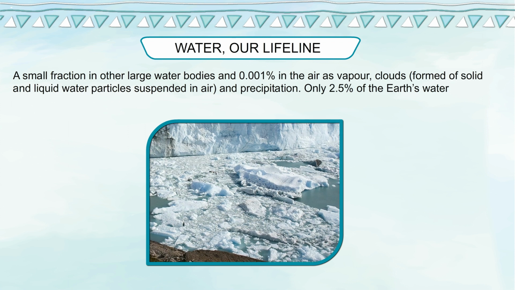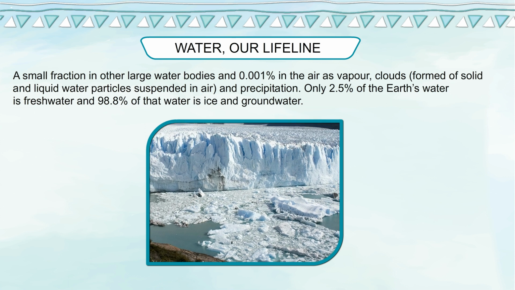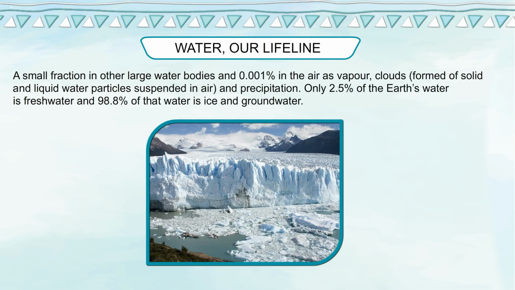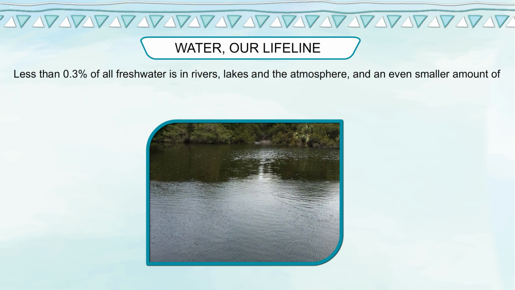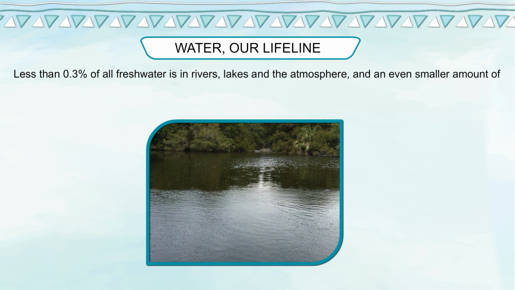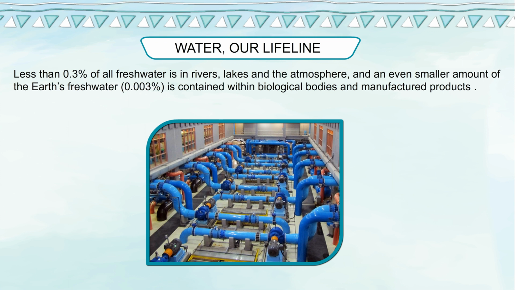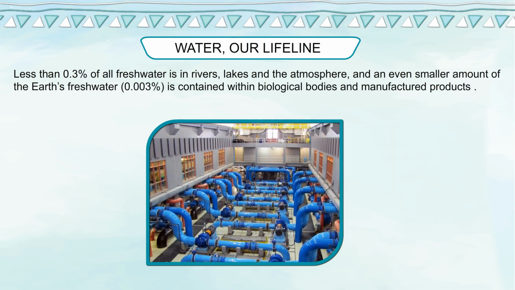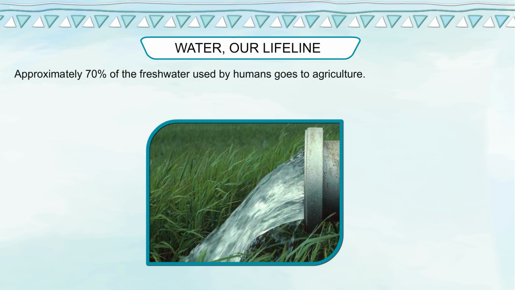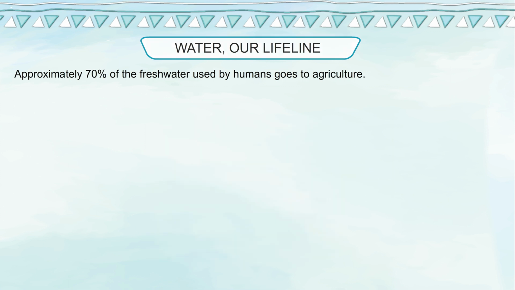Only 2.5% of the Earth's water is fresh water, and 98.8% of that water is ice and groundwater. Less than 0.3% of all fresh water is in rivers, lakes and the atmosphere, and an even smaller amount of the Earth's fresh water, 0.003%, is contained within biological bodies and manufactured products. Approximately 70% of the fresh water used by humans goes to agriculture.